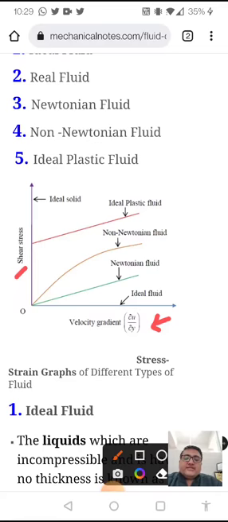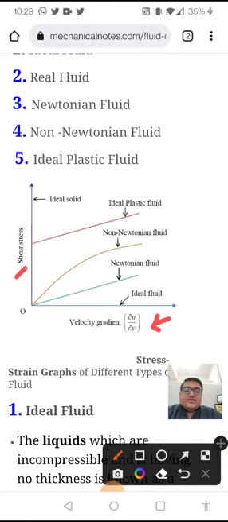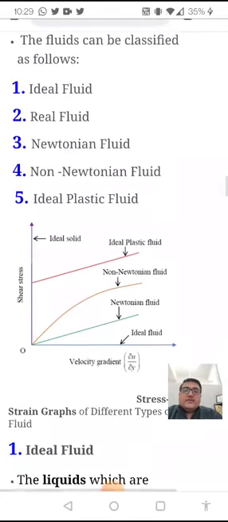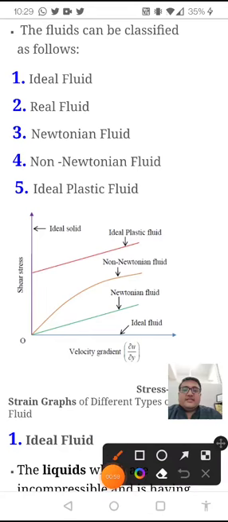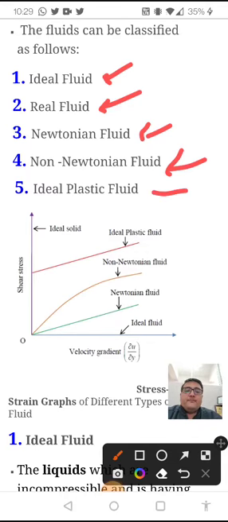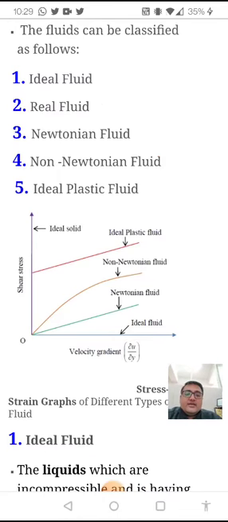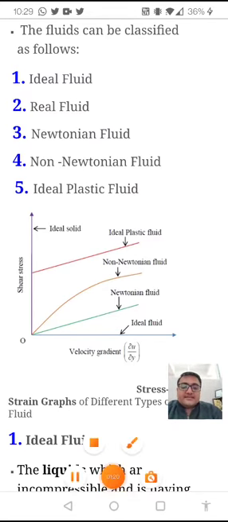Okay, so there are a certain number of classifications as mentioned here. The first classification is ideal fluid, second is real fluid, then Newtonian fluid, non-Newtonian fluid, and ideal plastic fluid. As you can see, it is very easy to define each and every particular fluid. So how to define it? Let's discuss it in detail.